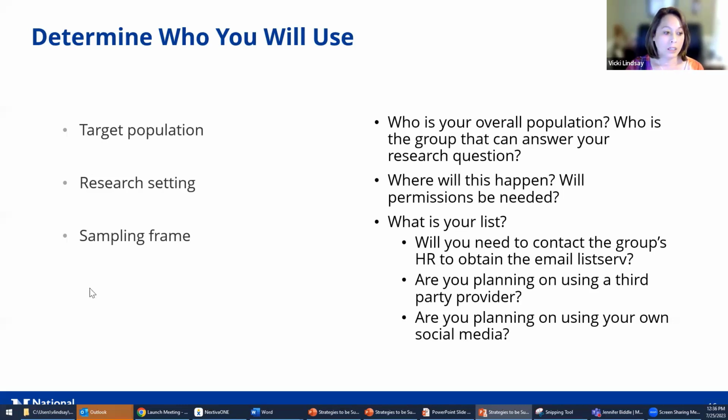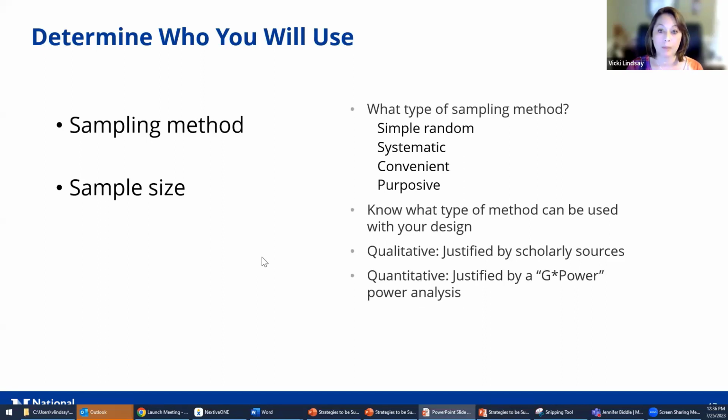Okay. The next one is your sampling method. And what type of sampling method are you going to use? There's a bunch of different types of sampling methods out there. There's simple random sampling, systematic, convenient, purposive. All of these are used in different designs, like simple random and systematic can be used with quantitative designs. Convenient and purposive are normally used in qualitative. So know those designs from those methods courses and come back and try to figure out which sampling method you're going to use to grab your sample.